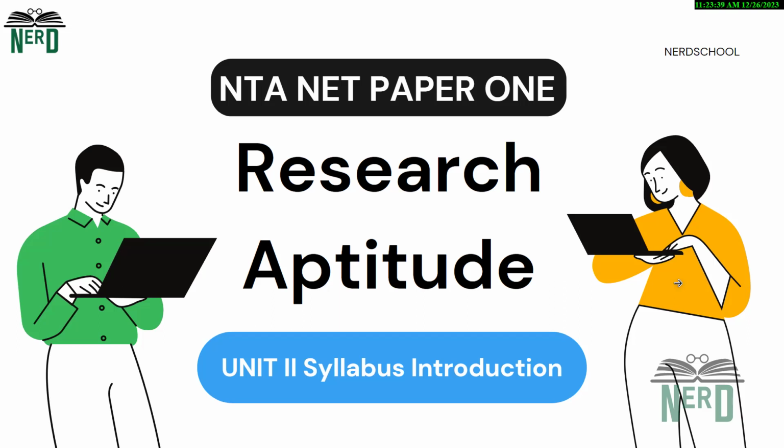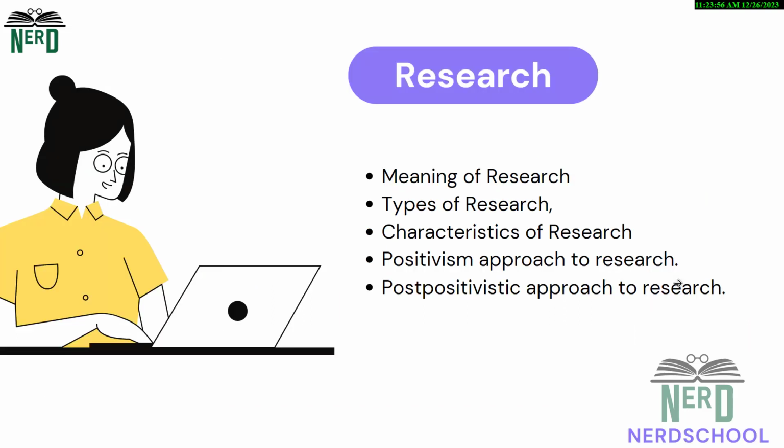Anyway, let me welcome you to this Unit 2, research aptitude, and of course its introduction, and let's see what's there in the syllabus. First, when you look at the module and Unit 2, you find all these topics like meaning of research, types of research, characteristics of research, and of course there are two more important terms that you often get questioned on, like positivism and the post-positivistic approach, right?